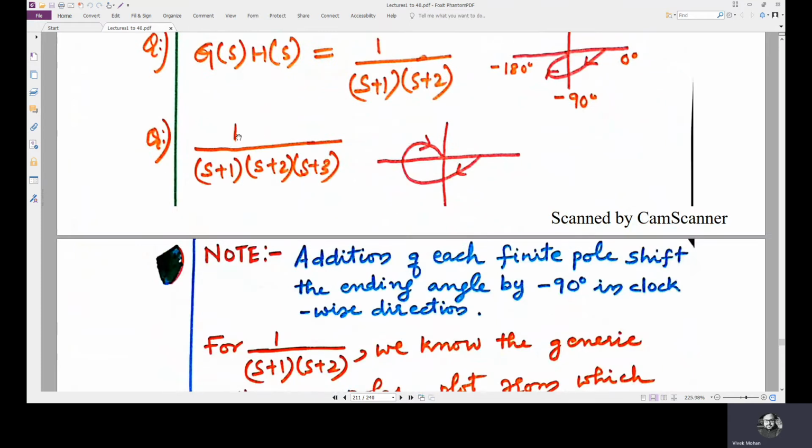Now we have again changed it to 1 by s plus 1 into s plus 3. So now you can see that it has entered into the next quadrant compared to the previous expression 1 by s plus 1 into 1 by s plus 2. When one more pole is added, you see that it has entered into the next quadrant. So addition of each finite pole shifts the ending angle by minus 90 degree.